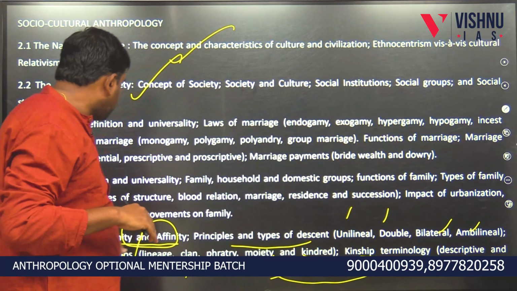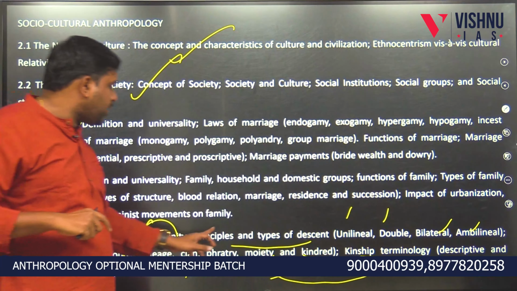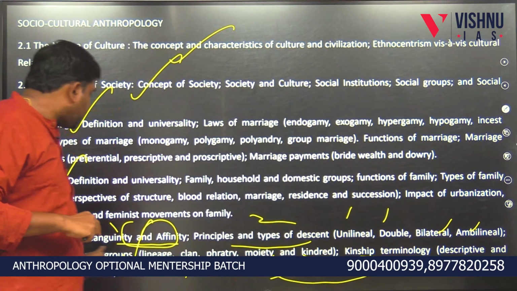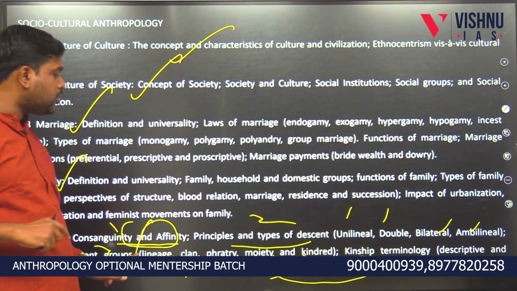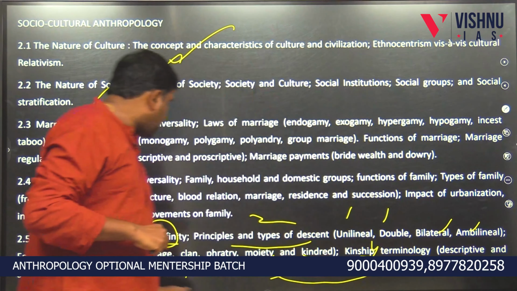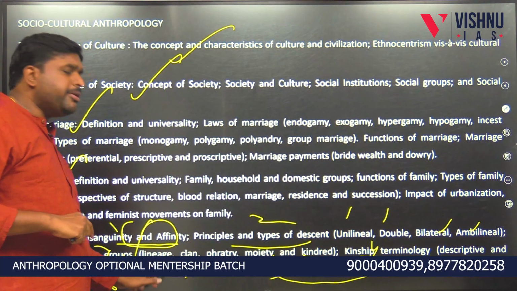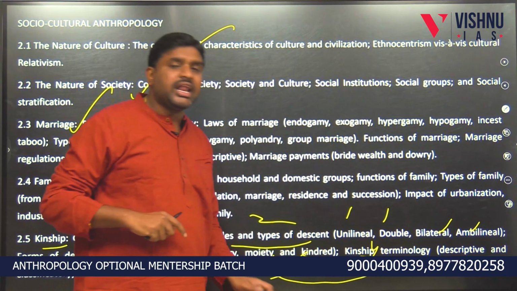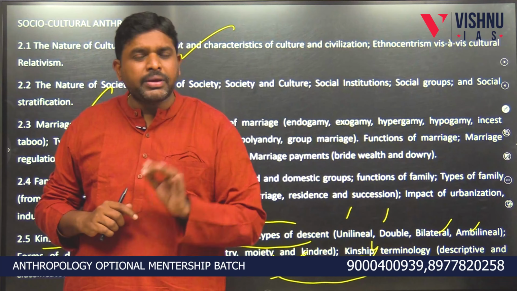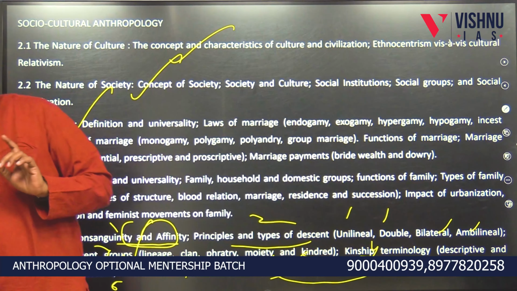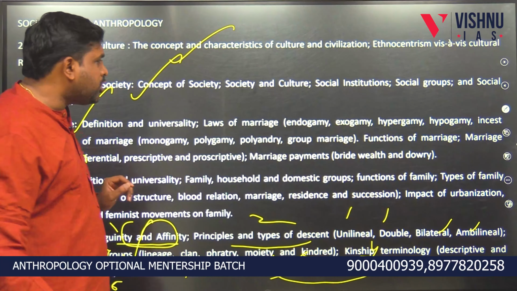In this way, we have consanguinity and affinity, one topic. Types of descent, second topic. Different forms of descent groups, third topic. Kinship terminologies, fourth topic. Descent filiation and complementary filiation, fifth topic. Descent and alliance, sixth topic. In this way, there are six topics under this unit. Now, I will show the notes.